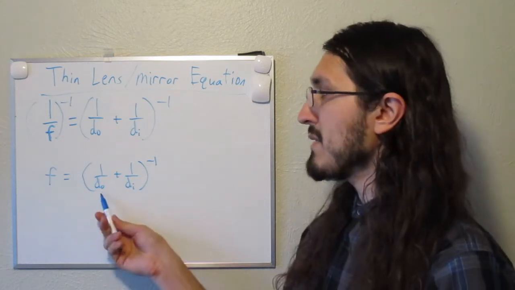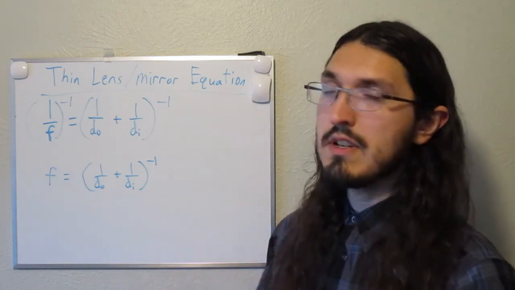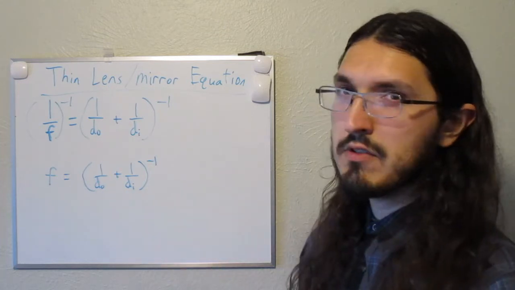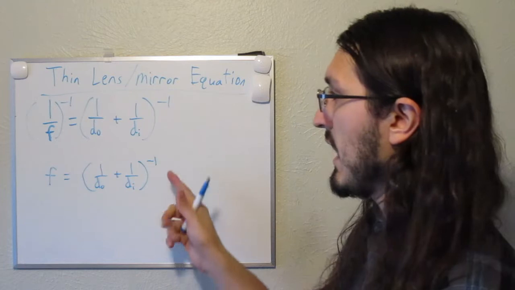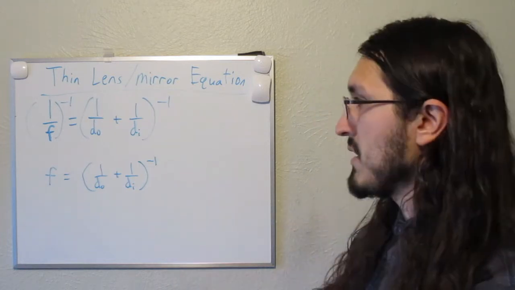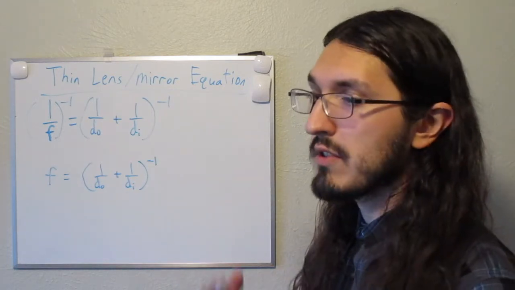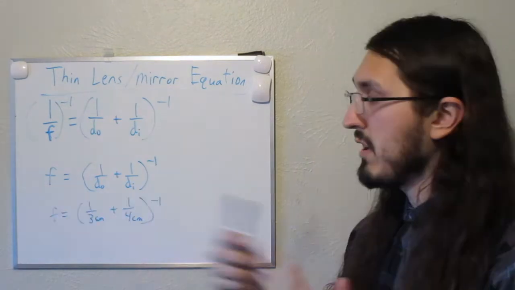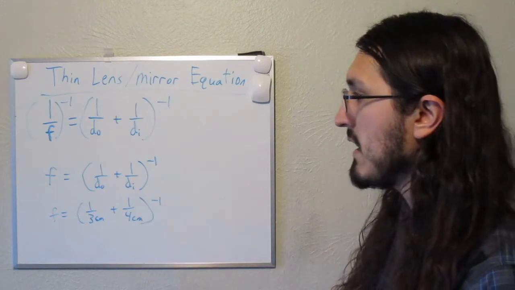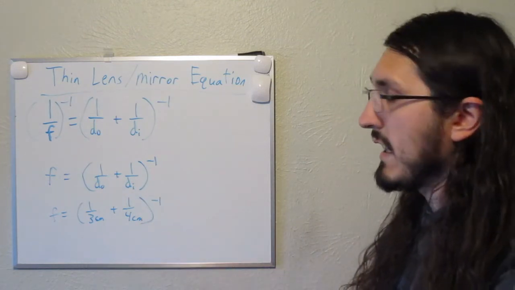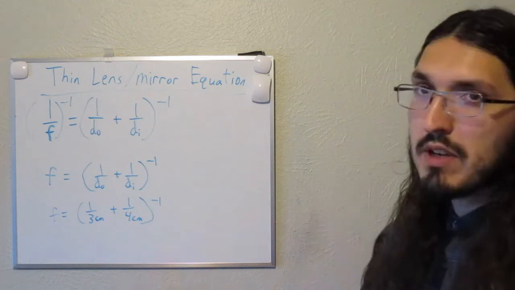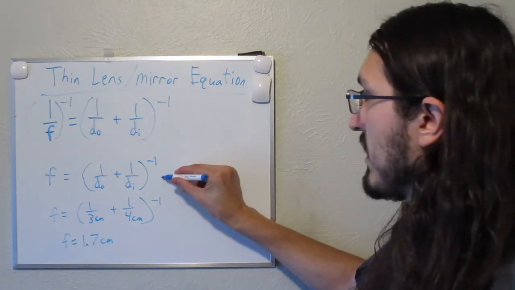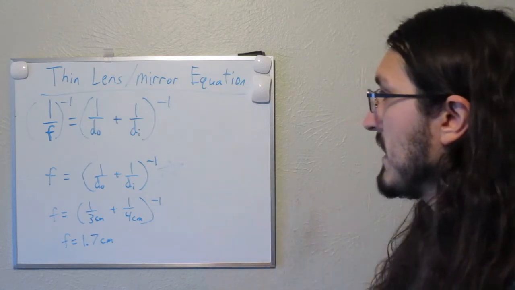If I have the object distance and the image distance, all I have to do is plug those two numbers into these spots, put it in my calculator with parentheses, just as it is here, and then put a negative 1 exponent at the end. So if my object distance was 3 centimeters and my image distance was 4 centimeters, I would plug in 3 for do and 4 for di. Whenever I put this in my calculator, I get that the focal length in this situation would be approximately 1.7 centimeters. I'm going to put a star next to this equation, and we'll save that for whenever we need to find the focal length.